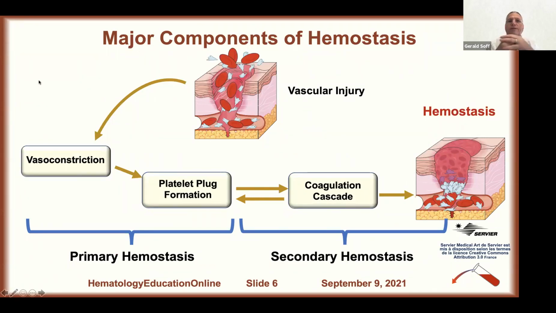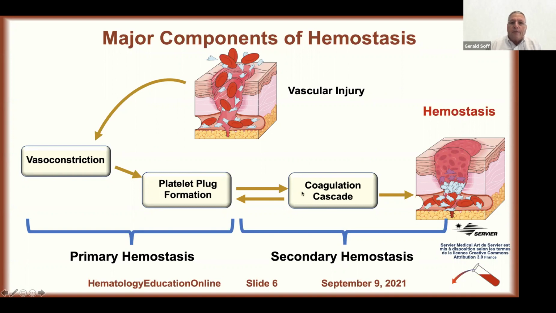This is just showing the same concept in schematic form. Here's a cartoon of a vascular injury. Here's a small vessel, a laceration, and you can see the blood cells are pouring out. When this occurs, it's followed by vasoconstriction and platelet plug formation. So things that affect vascular tone and things that affect platelet number or function are classically thought of as affecting primary hemostasis. We're not going to discuss this today. That's going to come up in other talks.